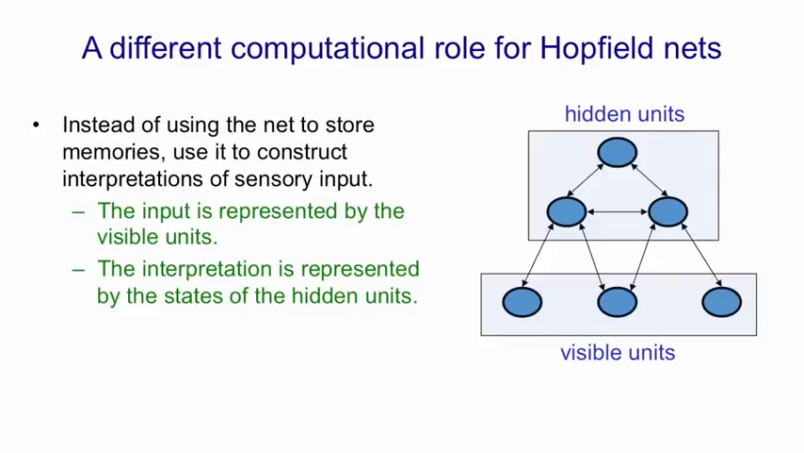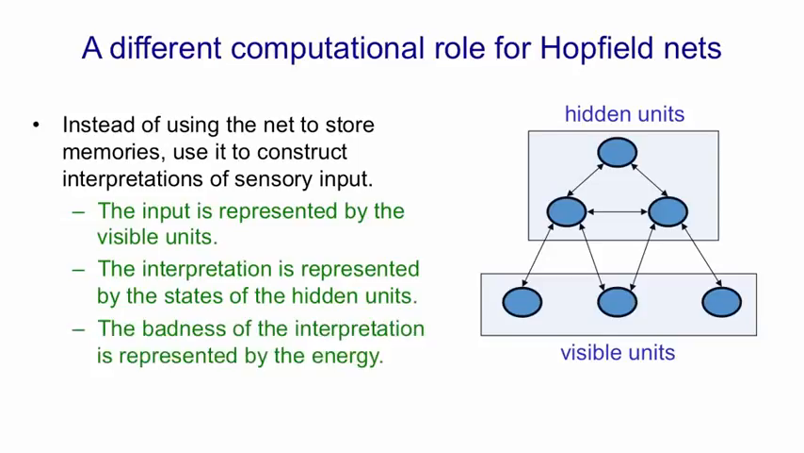So the idea is that we have the input represented by some visible units, and we construct an interpretation of that input in the set of hidden units. So the interpretation or explanation of the input is going to be a binary configuration over the hidden units. The energy of the whole system will represent the badness of that interpretation. So to get good interpretations according to our current model of the world, which is in the energy function, we need to find low energy states of the hidden units, given the input represented by the visible units.